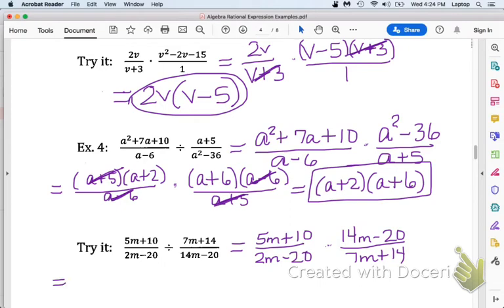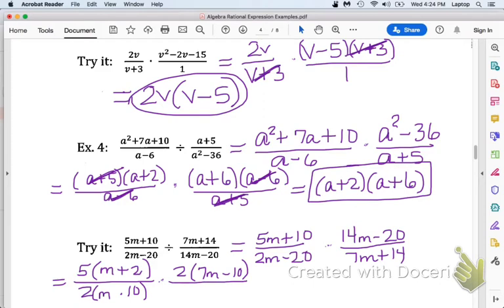So I'll come down here. So factoring out a 5, I am left with m plus 2. Remember to factor, take 5m divided by 5 and 10 divided by 5. Factoring out a 2 in the denominator, I would be left with m minus 10. And then times, factoring out a 2, I'm left with 7m minus 10. No common factors between those two expressions. And then I'm factoring out a 7, and I'm left with m plus 2.